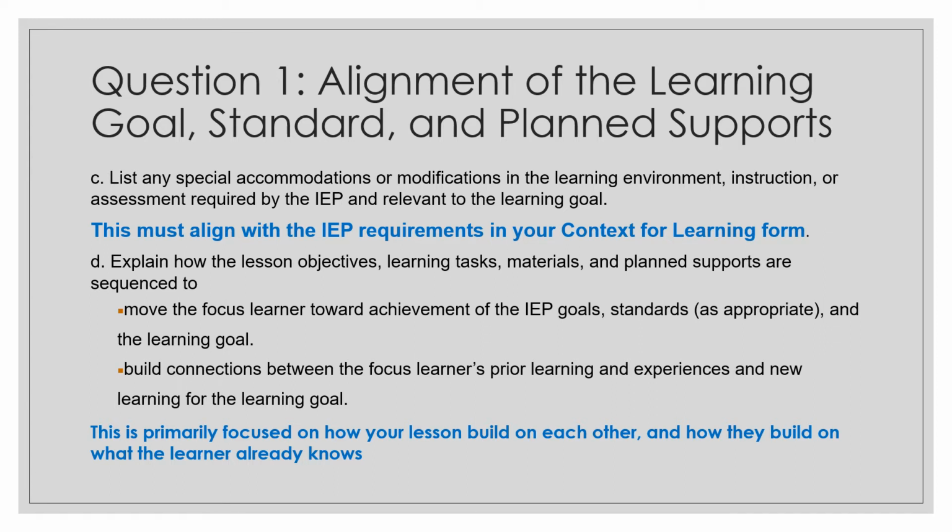The next part is 1D, and you're going to explain how the lesson objectives, learning tasks, materials, and planned supports are sequenced to move the focused learner toward achievement of the IEP goals, standards, and learning goal, and how they build connections between the focused learner's prior learning and experiences and new learning. So basically what you're writing here is, how do your lessons build on each other, and how do they build on what your learner already knows?